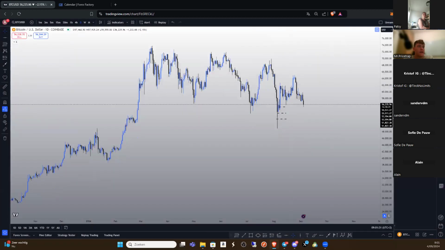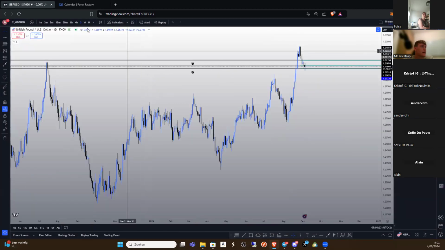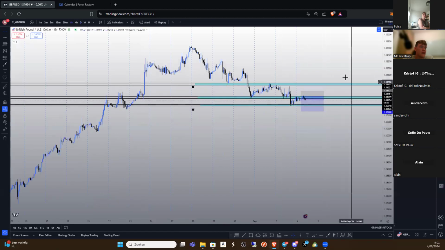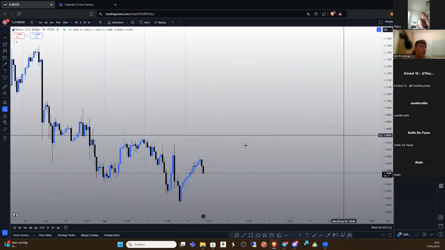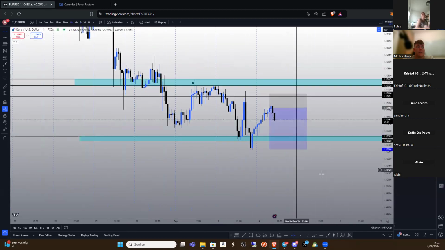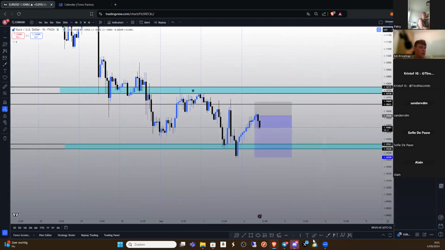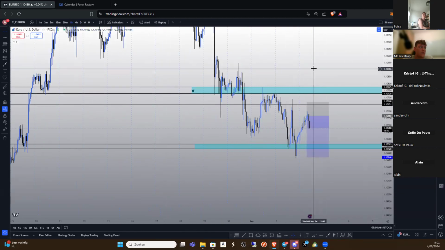We do have some very interesting price traps. Let's see where we can get with these ideas. If we can get a beautiful 10R out of GU, or a beautiful 10R out of Euro USD, we will see that at the end of the day.